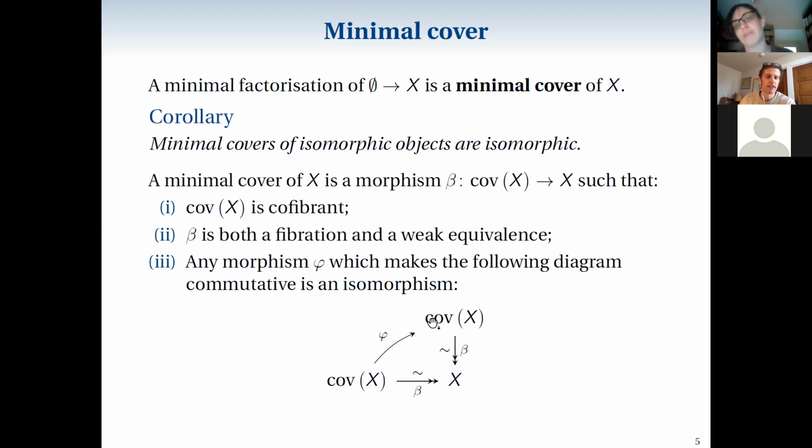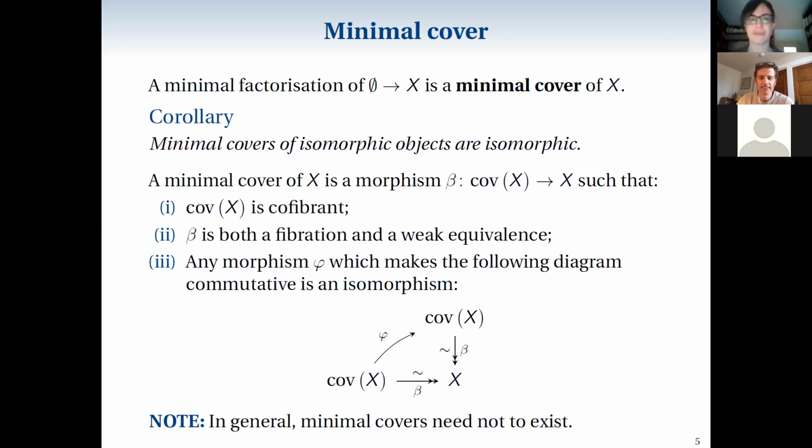And then we have this minimality condition, so that any time I move, then I have an isomorphism. Thanks. Okay. Hold on. So what's your definition of the source of the morphism beta? So cover X is an object. Is the object that created the minimal cover.